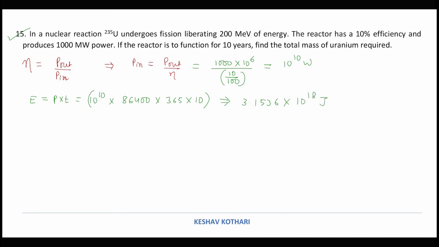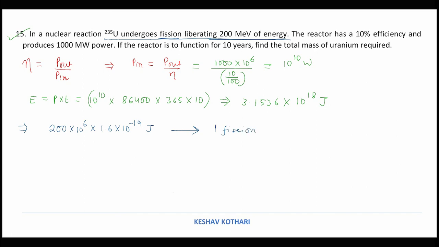Now if we come to the next part, we are saying that when a nuclear reaction of U-235 undergoes fission, it liberates 200 megawatt of energy. So I can say that one fission reaction is releasing 200 megawatt of energy. From here, 200 mega means multiplied by 10 to the power 6, multiplied by 1.6 into 10 to the power minus 19 joule of energy is produced by one fission reaction.